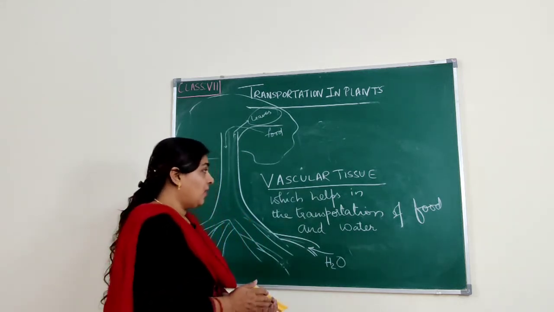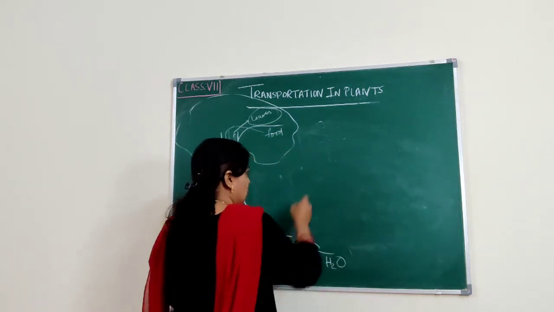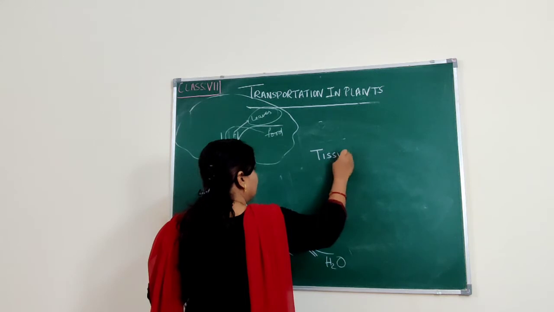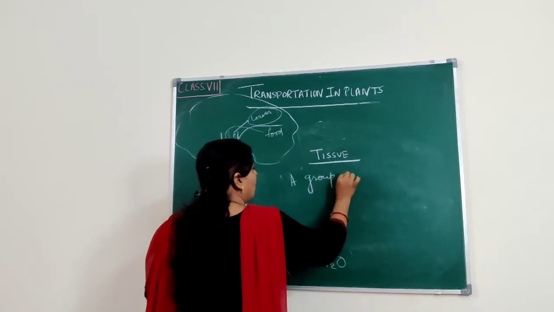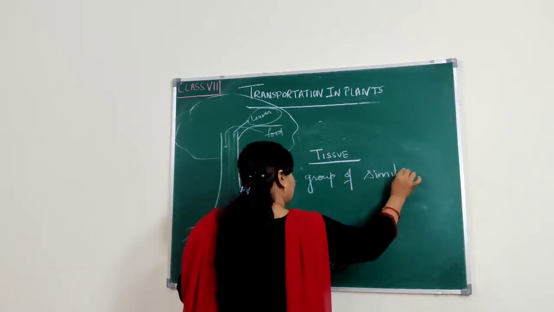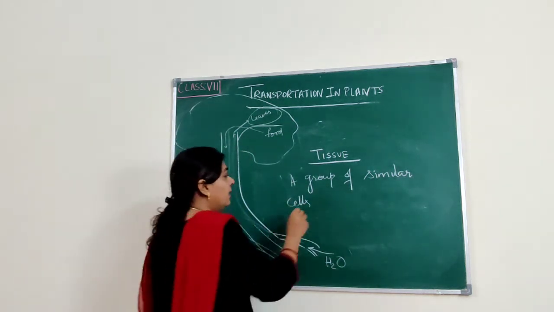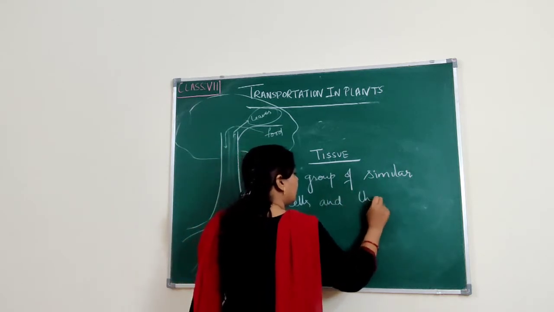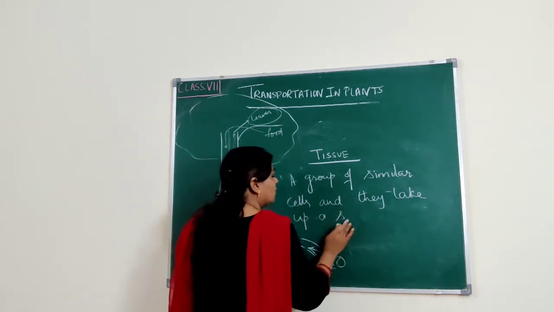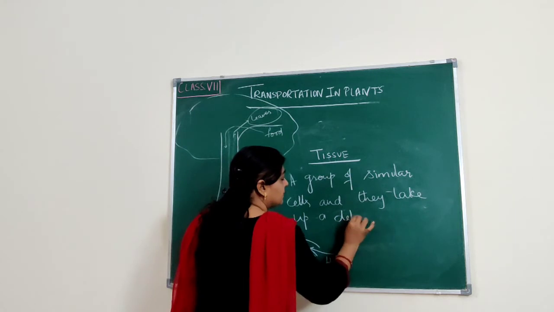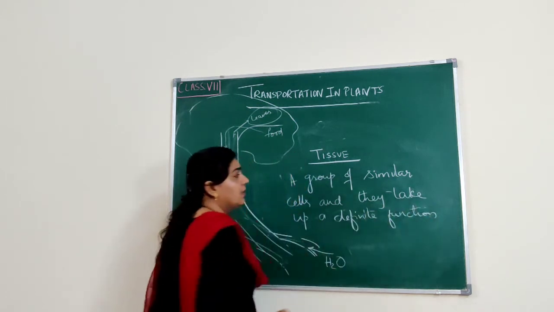And I kept on telling about tissue. Let me make you understand what is tissue. So what is tissue? Tissues are a group of similar cells. When similar cells form a group and they take up a special function, a definite function or specific function, we call it a tissue.